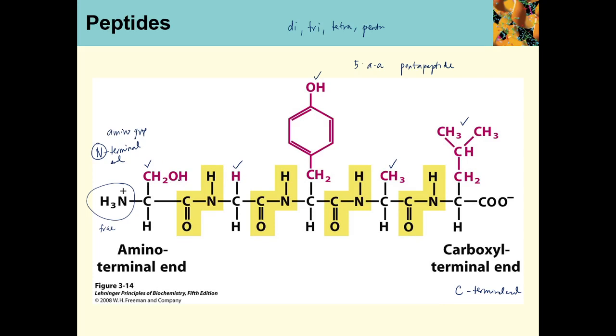So this one is CH2OH, so this one is your serine. This one is your H, so that corresponds to your glycine. This one we have the CH2 with the phenyl ring and the OH, so this must be your tyrosine. And then you have your CH3, this is your alanine, and the last one is your leucine. So try as much as possible to memorize or familiarize yourself with the structure of the side chain. Okay?